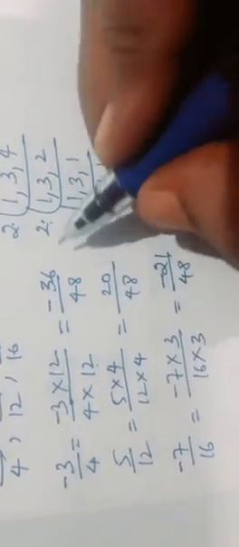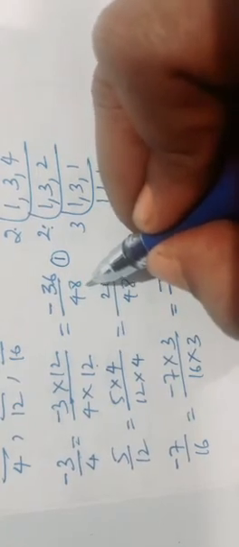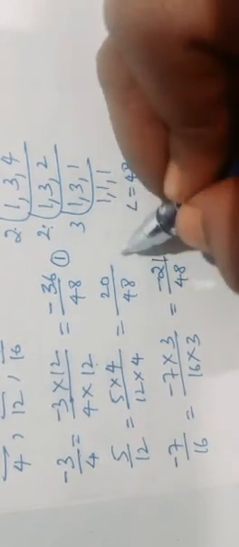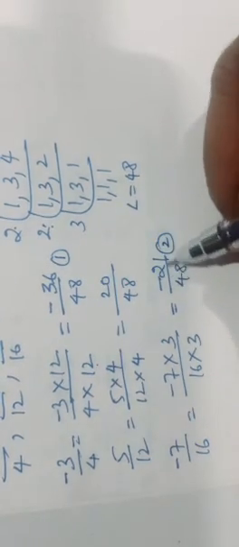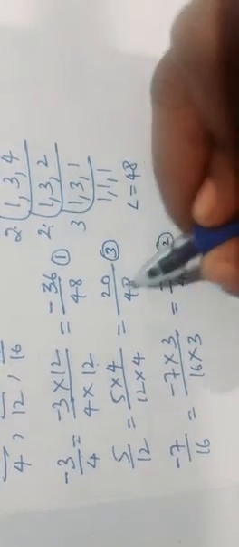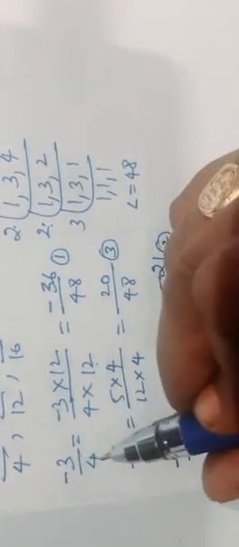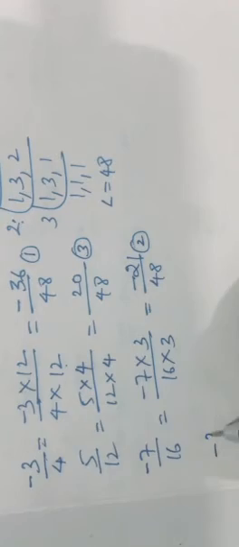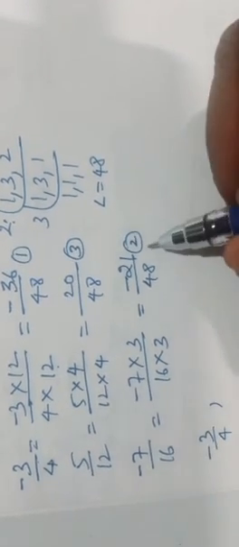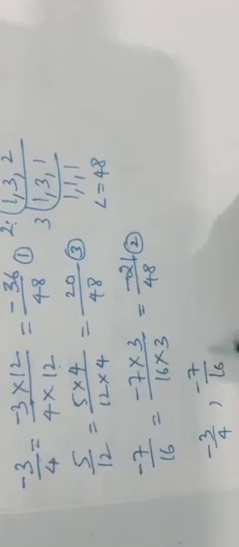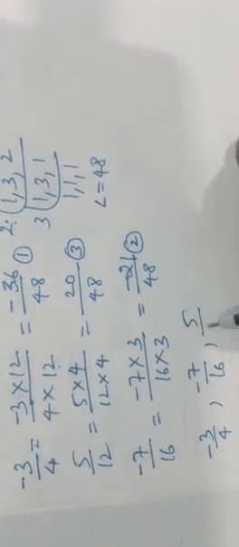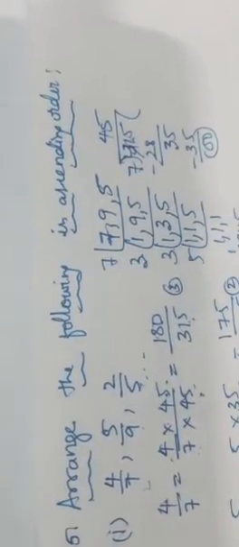Therefore, now you can arrange these numbers in the ascending order. The smallest number is minus 36 by 48. You give the numbers, children, 1, 2, 3. The second smallest is minus 21 by 48. The third one is 20 by 48. According to the numbers you have given, you take the numbers here to arrange them in the ascending order, children. First one is minus 3 by 4. Second one will be minus 7 by 16. And the third one will be 5 by 12. In this way, we arrange the given rational numbers in the ascending order.